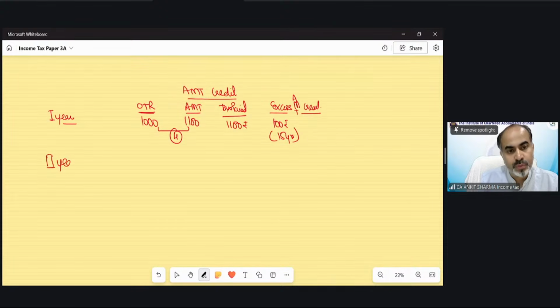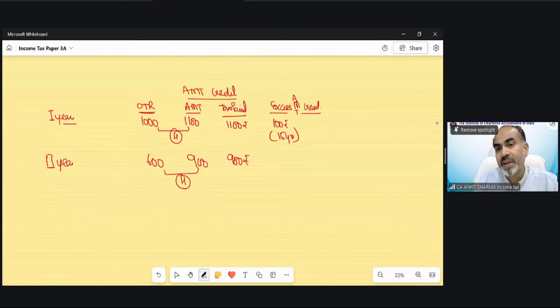Year 2. Suppose now the optional tax regime tax is 600 and AMT is 900. So whichever is higher, you need to pay 900 rupees. You cannot claim credit in this case, because credit can be claimed only in the year in which your normal tax liability is higher. Until the AMT tax is higher, you cannot claim the benefit of credit. So in this year, you need to pay 900 rupees to the government, and the difference would be your credit. Because 600 and 900, the difference of 300 rupees would be your credit.